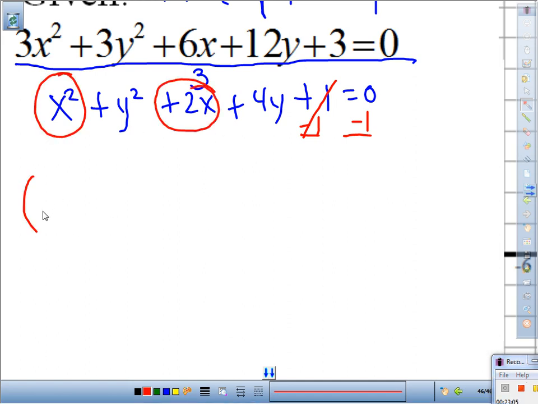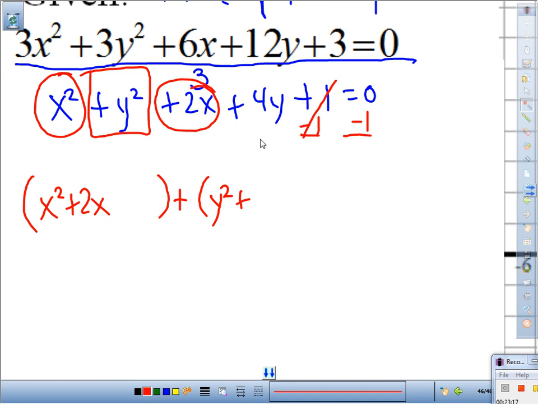x squared plus 2x, and leave an empty space to complete the square, plus y squared plus 4y, and leave an empty space to complete the square, and all that equal to -1. Are we there so far?